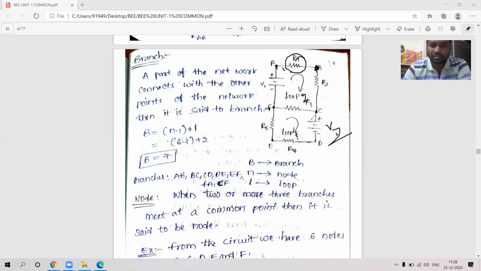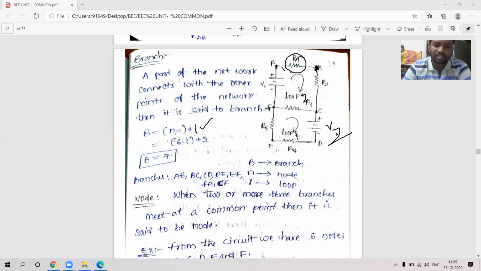Suppose in the circuit you want to know how many branches there are. By making use of a formula, we can tell how many branches there are in the circuit. The formula is B equals n minus 1 plus L. Here L indicates the number of loops. How many closed loops are there? This is loop 1, loop 2. Number of loops is 2.